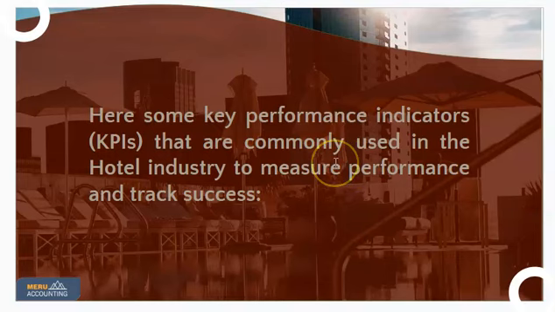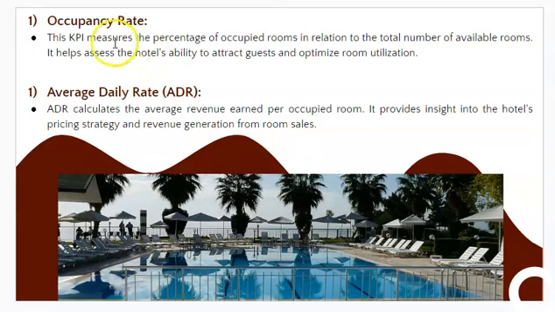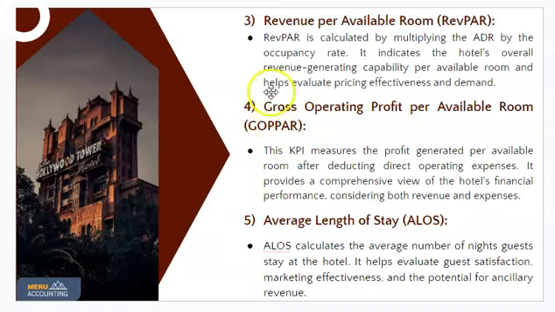So every industry has some points that are commonly used to identify their performance and their success. So here are some key performance indicators of the hotel industry. Occupancy rate. This indicator measures the percentage of your occupied rooms in relation to the total number of available rooms. Average daily rate. This indicator calculates the average revenue earned per occupied room. It provides insight into the hotel's pricing strategy and revenue generation for room sales.